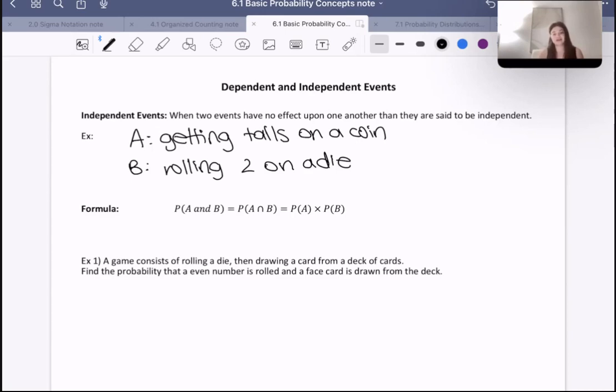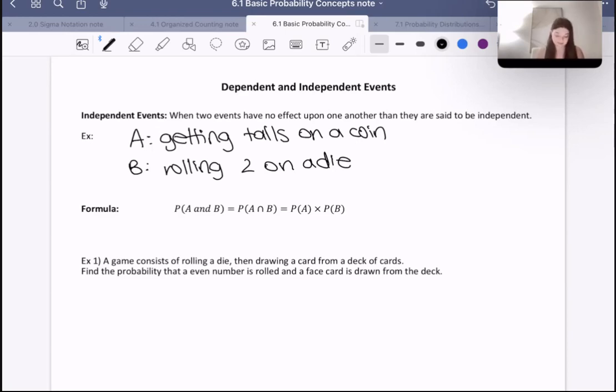There's actually another element we're going to have to include for dependent events, where the outcome of one is going to change the outcome of the other potentially, or change the probability of what's going to happen next, right? It's going to have some sort of impact on the other event and the likelihood that it has of happening.